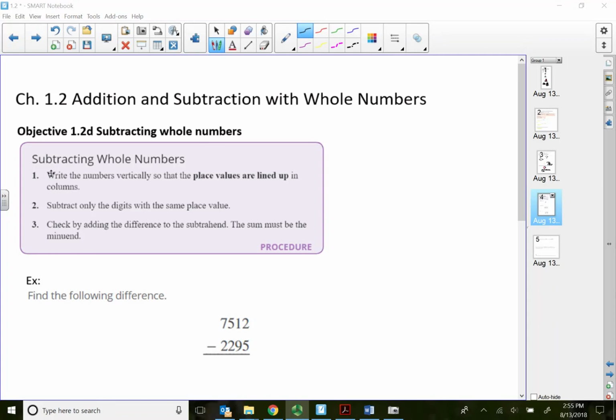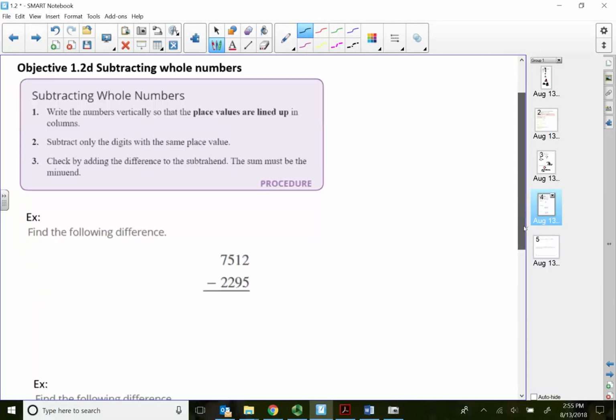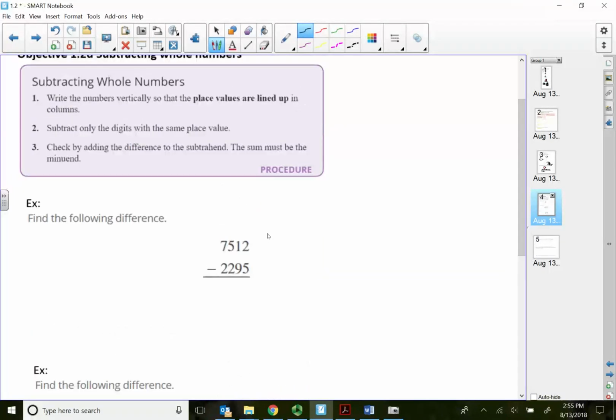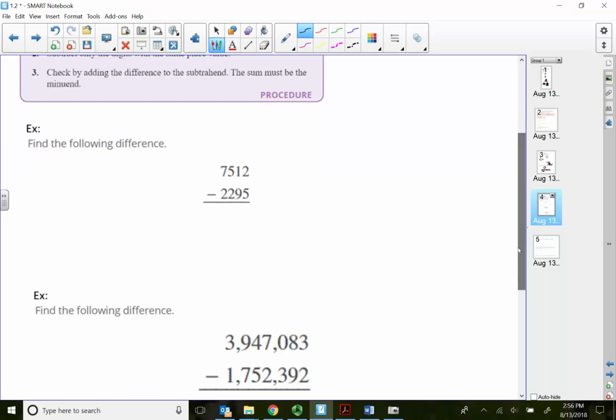So when we normally subtract whole numbers, we can write a number vertically, just like we're adding, so that the place values are lined up in the column. Subtract only the digits with the same place value. And as you can recall, if we don't have enough to subtract, we must borrow from the previous place value. So let me just refresh your memory on some of this real quick.